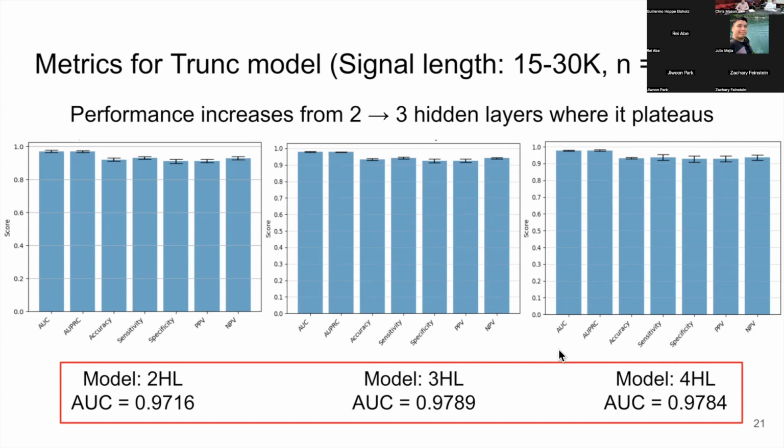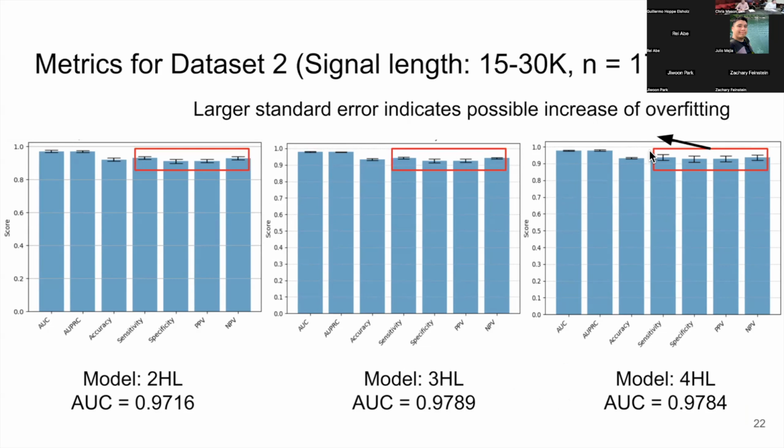One other thing to look at here is that the variance in the metrics is increasing as you get to the highest number of hidden layers in the model. So this could mean that there's some overfitting as you increase the number of parameters, leading to less generalizability for the model.